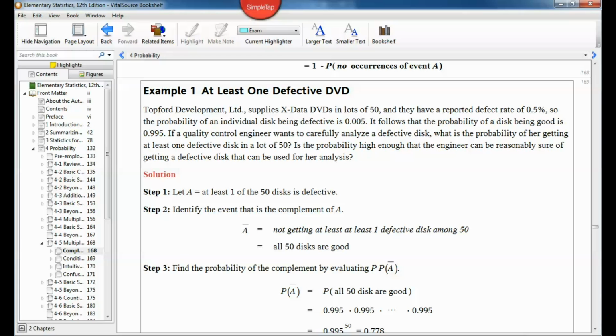Alright, so if we want to know the probability that at least one of the 50 disks is defective, then what would the complement of that be? Your book says identify the event that is the complement of A. So if A is at least one of the 50 disks is defective, not A would be not getting at least one defective disk among 50, or the probability that all 50 disks are good.